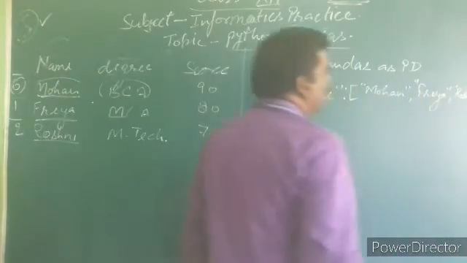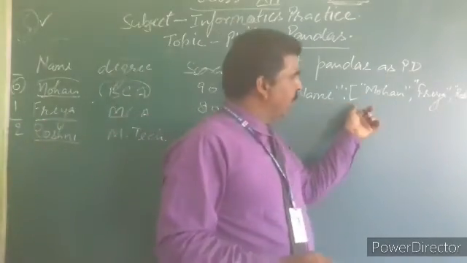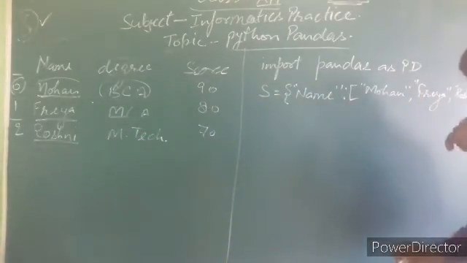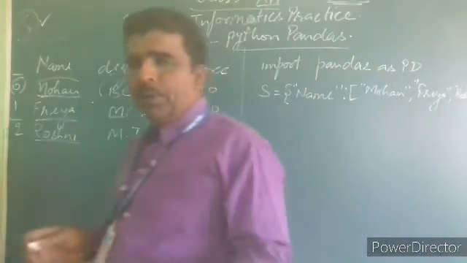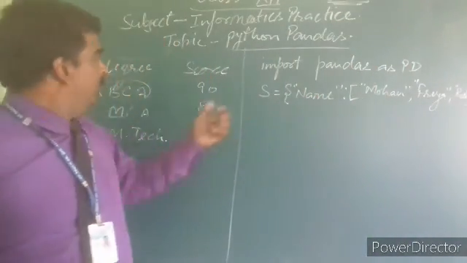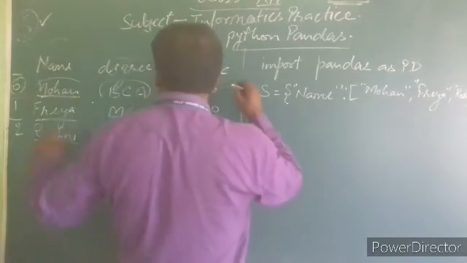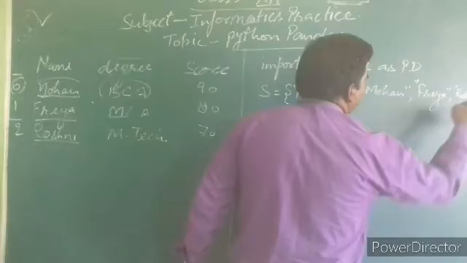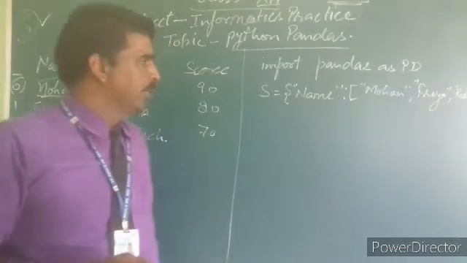After that, this square bracket should be closed, because it is the list of the names. So that's why you have to store it in the form of list. So after that, we want the second column, that is degree. Here put a comma. It means the separate value is started.